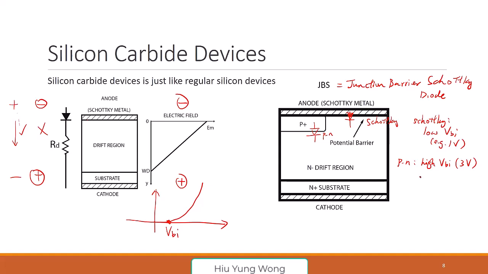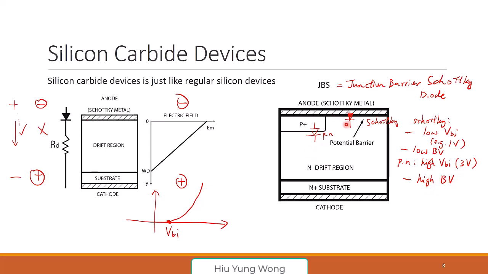Then why put them together? Schottky has a low VBI, which is good, but it also has a low breakdown voltage. A PN diode usually has a high breakdown voltage. So we combine them together. When it is in reverse bias, you will have a depletion layer to the right. You deplete everything, so you are blocking with the high breakdown voltage of the PN junction.